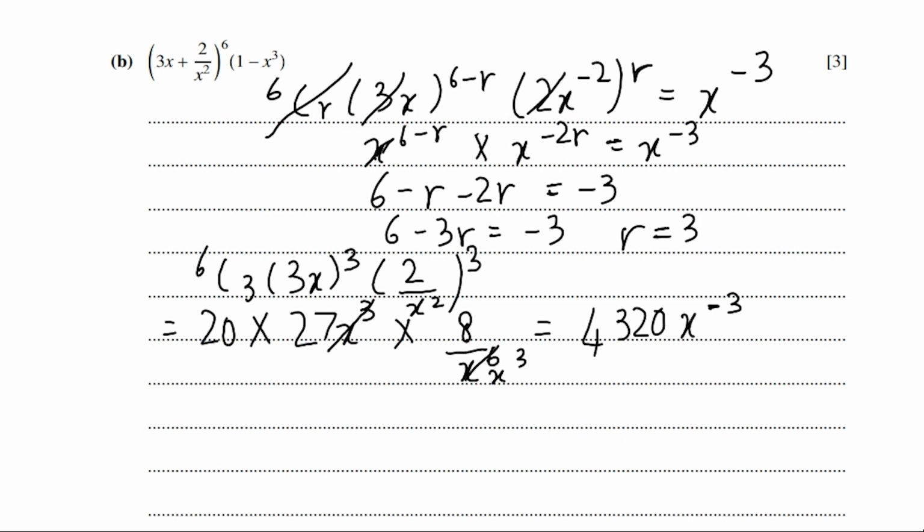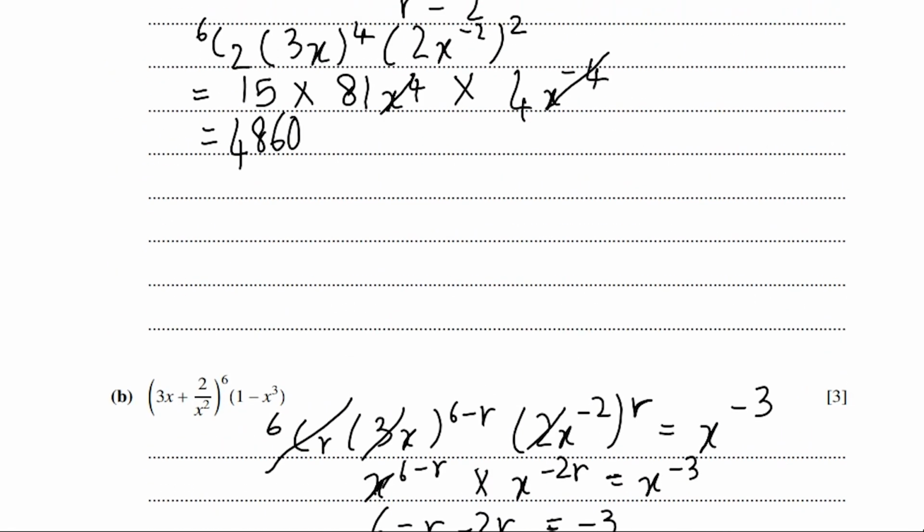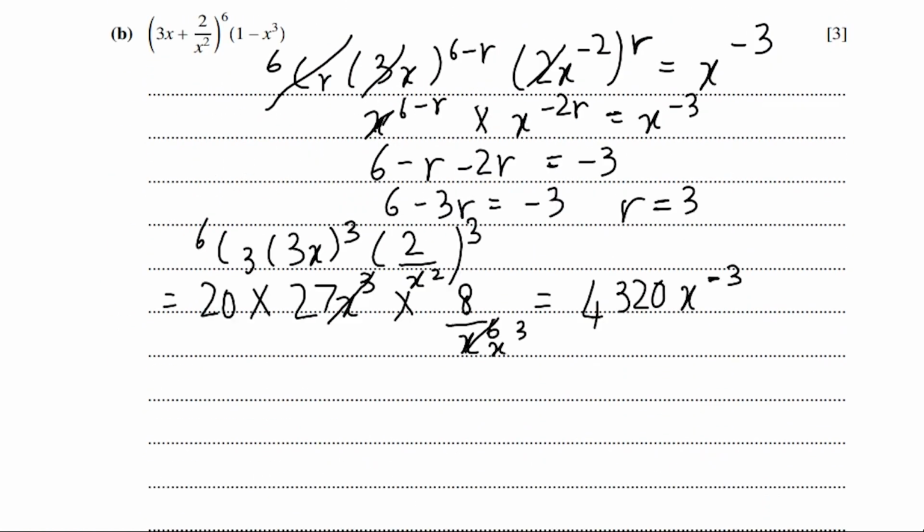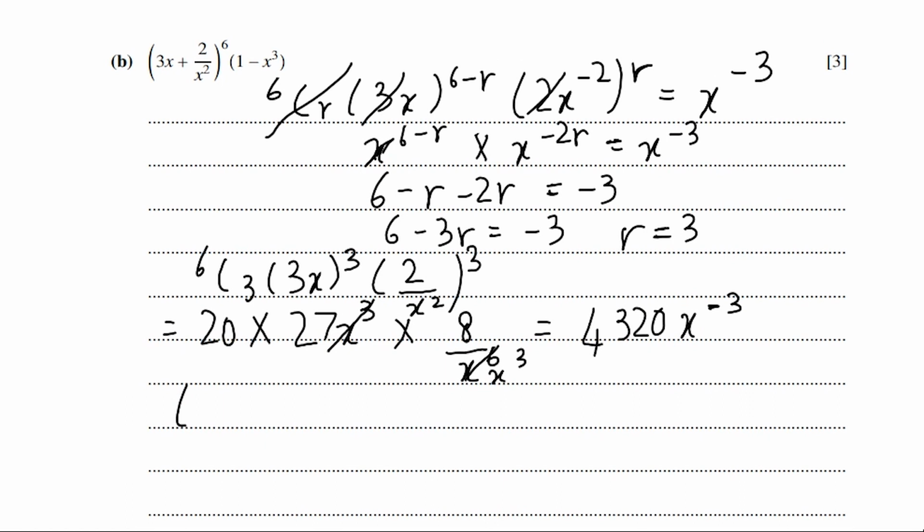Our answer in the previous part was 4860. This was a term independent of x. Now we can simply write 4860 plus 4320 x power minus 3 plus dot dot dot. Now we are writing these dots to indicate those terms that we have ignored, which we don't need.